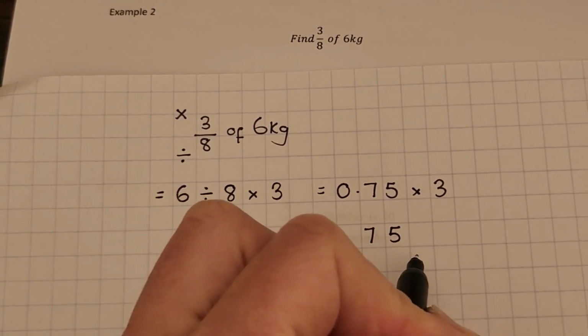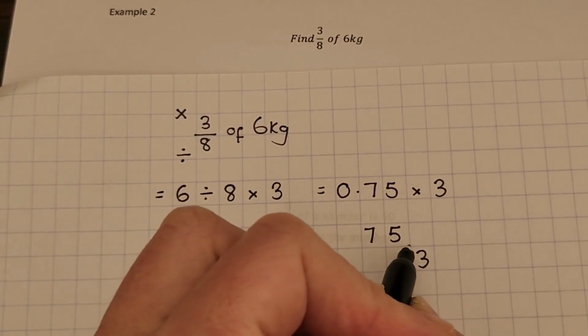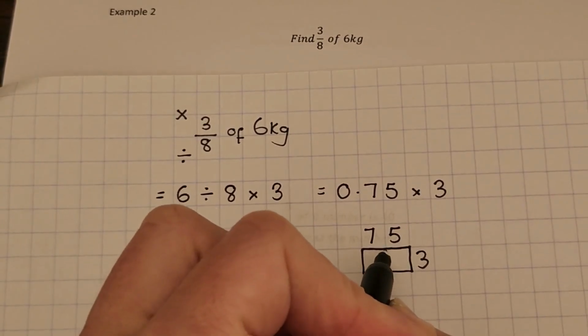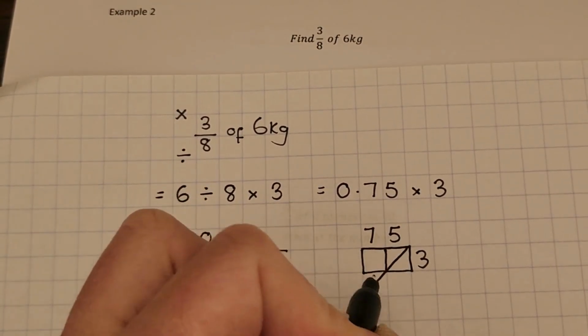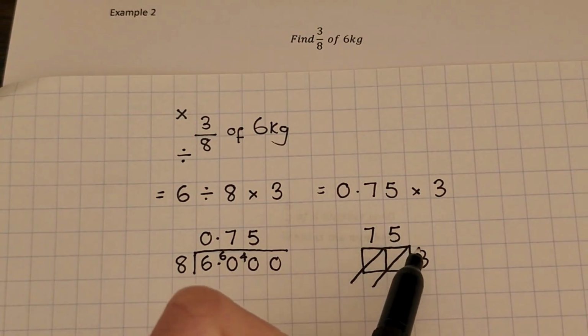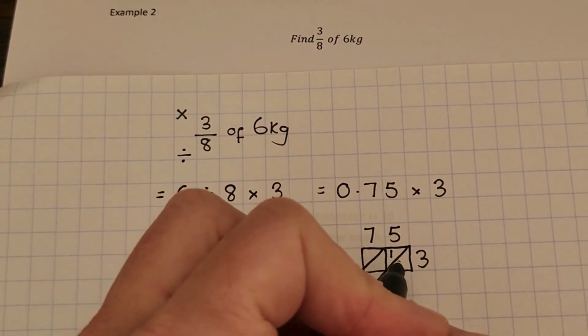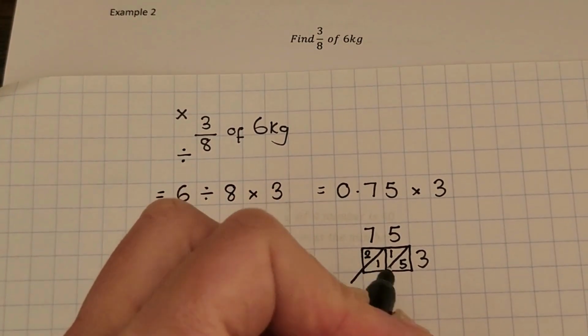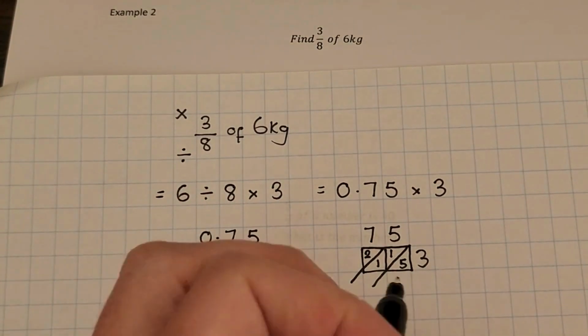So for me, I would remove the decimal place, and then I'm going to multiply it using this box method with my diagonals, which you may have seen, but you might have your own method. So what I'm going to do here is 5 times 3, which I know is 15, and then 7 times 3, which I know is 21. And I'm going to add my diagonals.